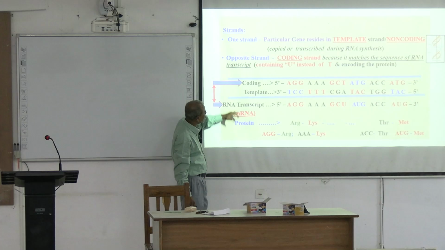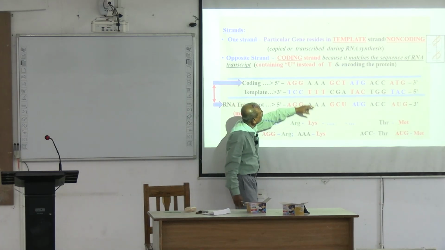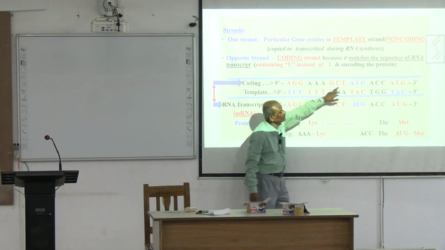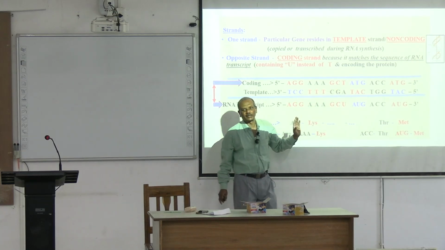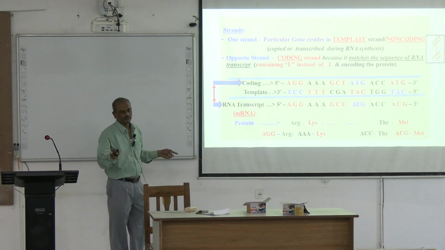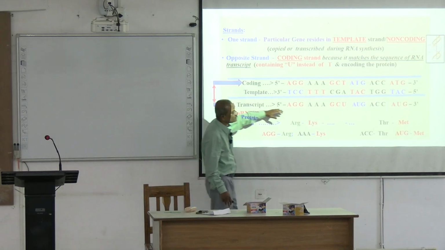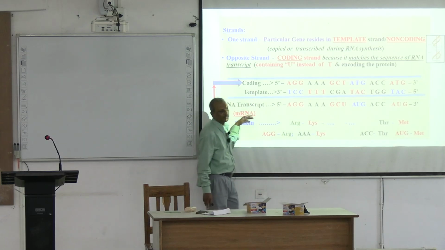This transcript, which is basically an mRNA, will match this one except for T. In place of T, U will be there. And now you can see the codon table, what you have seen or been told, will match with this sequence of the mRNA molecule. Okay?